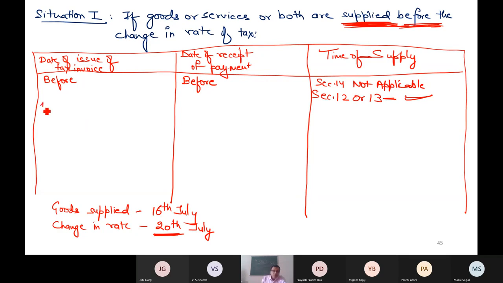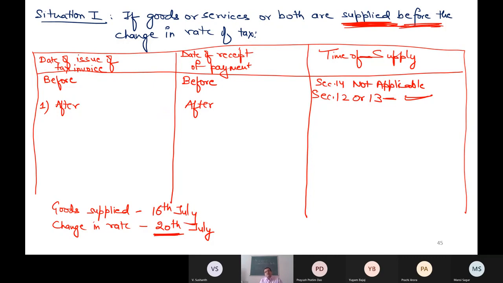But technically, now, the first point is invoice is after, receipt is after. Because I have told you, to tell you the rate, 2 events must be in a different time period. If all the 3 are either before or after, section 14 doesn't arise. Out of these 3, any one should be before, remaining should be after. So this is how you determine the conceptual clarity of section 14.